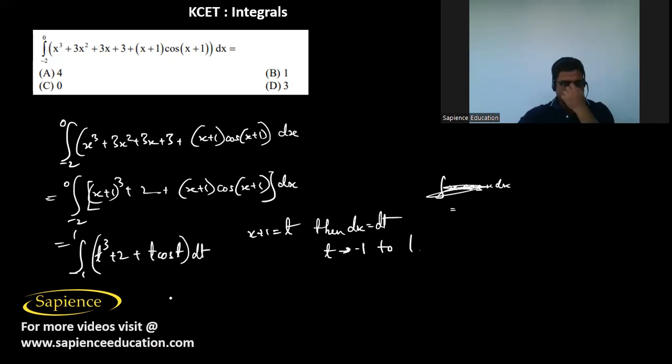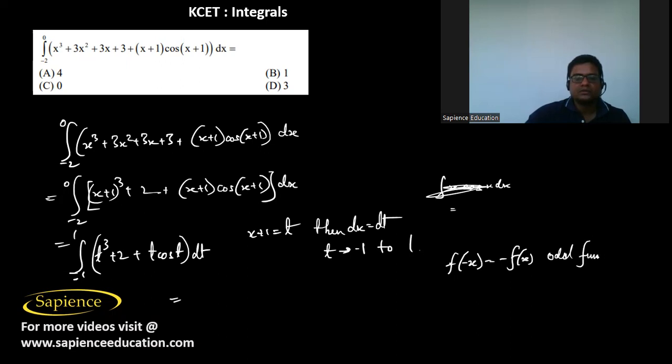Now t cube is an odd function. It means if f of minus x is minus of f of x, then it is an odd function. So t cube is an odd function, 2 is an even function, and in t cos t, cos t is an even function, but t is an odd function. So t cos t is an odd function. It means minus t cos of minus t, if you do, this will be minus of t cos t. So that will be an odd function.